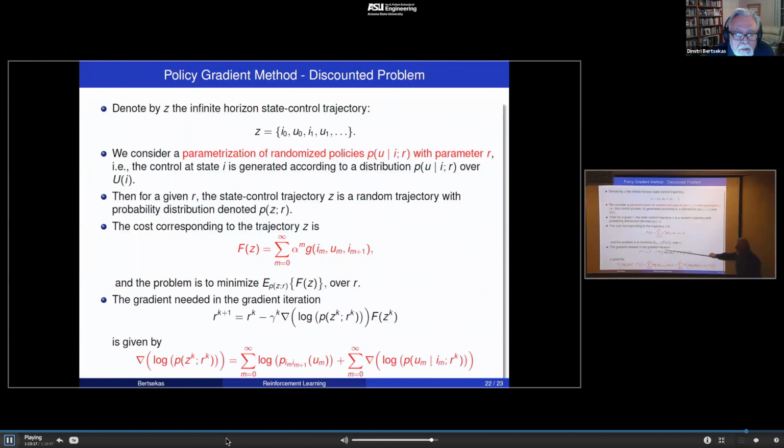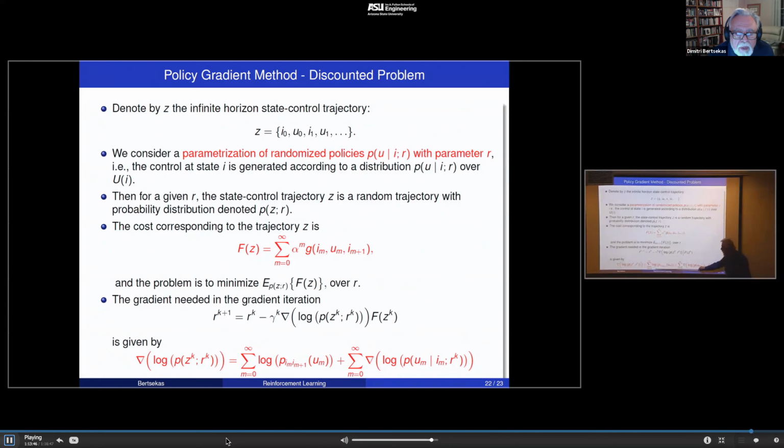So this can be easily generated. For a given R, generate the sample trajectory, generate the corresponding cost. This is easy. But how do you calculate the gradient of this logarithm? Well, it turns out, again, that there's a nice formula, and it's given in red here. This thing is obtained by, okay, let me read this formula for you. I think you have to look at it for a while before you can understand it.